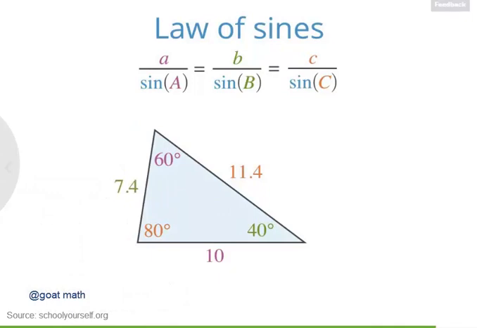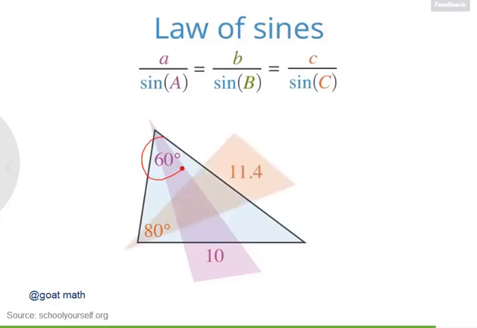Just to review what you did here, you started with a triangle where you only knew two angles and a side, and you were able to figure out all the remaining sides and angles. You saw that you already knew one angle and its opposite side, so using the law of sines, you found the side opposite the 80-degree angle.